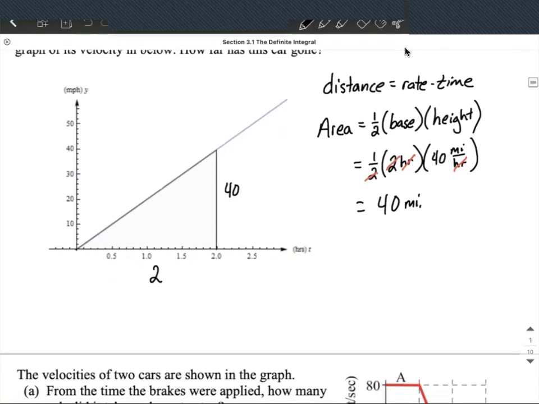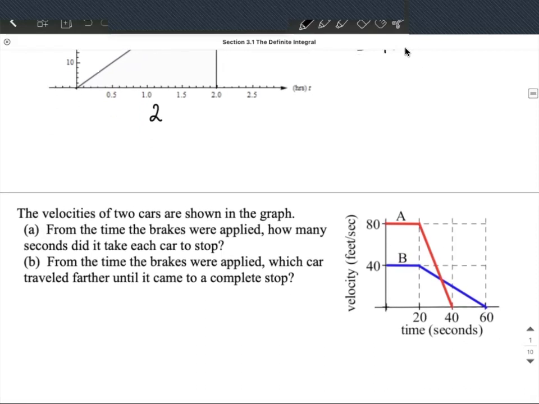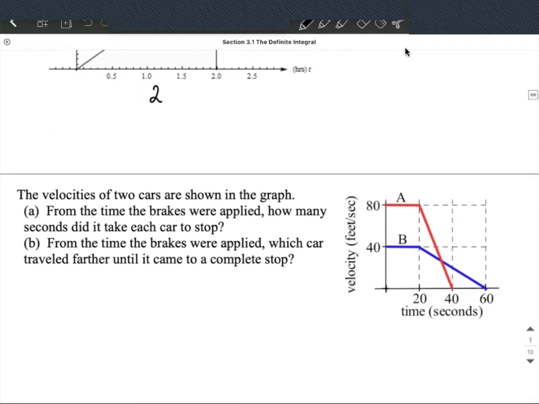We've got one more example that involves cars, so let's give this one a shot. On this next one, the last one on this video, we have two cars that are traveling along, A and B, represented in red and blue. A is traveling at 80 feet per second at the beginning for the first 20 seconds, and then hits the brakes and slows down. B is traveling at 40 feet per second for 20 seconds, and then they both hit the brakes at the exact same time. So a few things we want to talk through here.